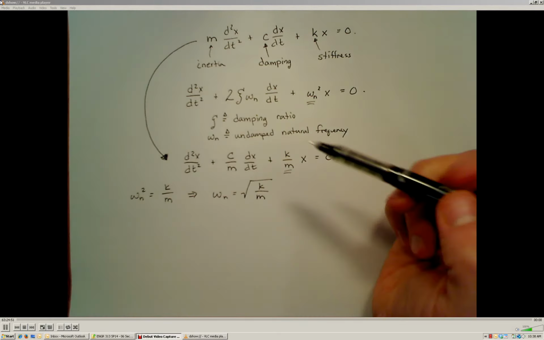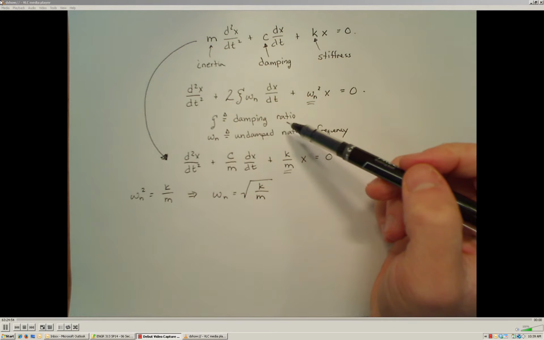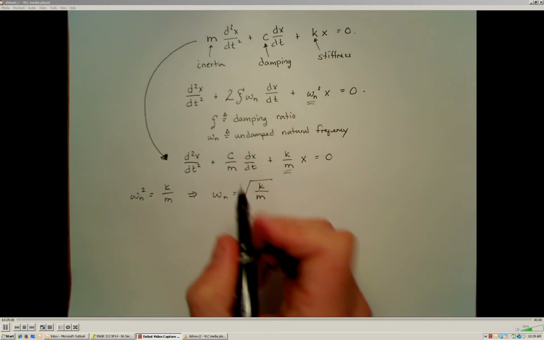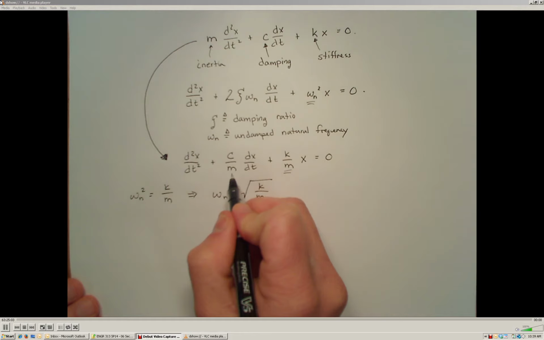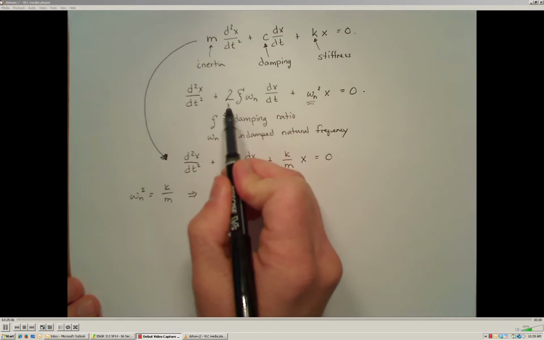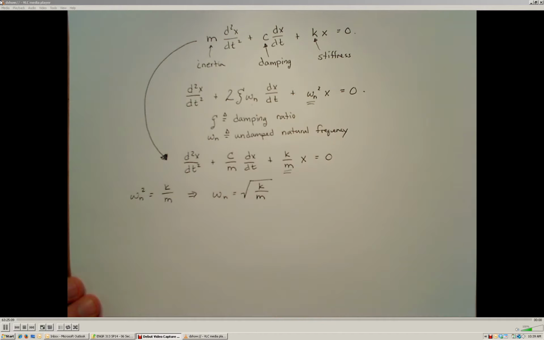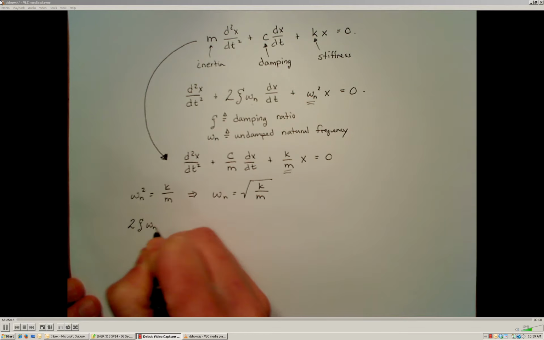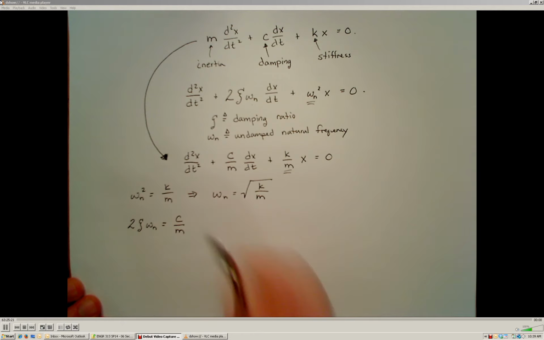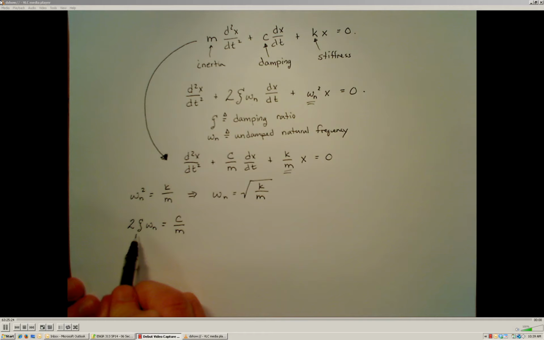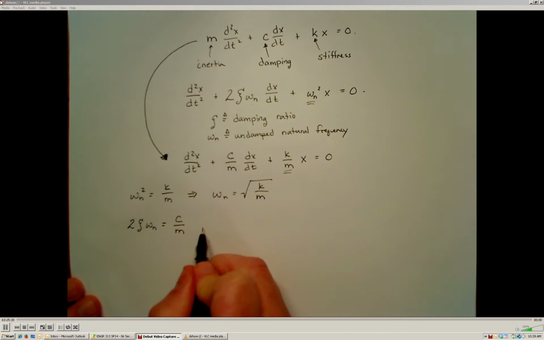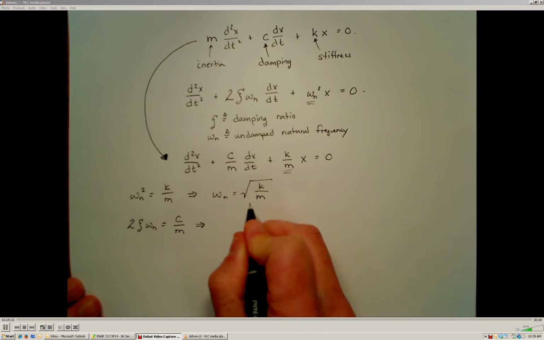Now we have to do a little more work to determine what the damping ratio is, or how that's related back to the inertia, the damping, and the stiffness term. To do that, I see that c over m, or the damping divided by the inertia, must be equal to 2 times the damping ratio times the natural frequency. So I'm going to rewrite that as 2 squiggle omega n is equal to c over m. I also know that the natural frequency, since I've determined it before, is equal to the square root of k over m. So I'm going to go ahead and substitute that in.